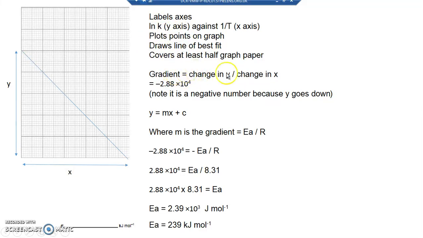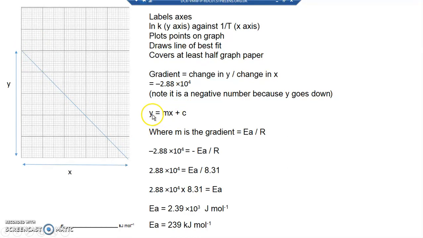Now the gradient is the change in y divided by change in x. So you measure the change in y and you divide by the change in x, and it will come out as a negative number, minus 2.88 times 10 to the minus 4, or close to that. Because the line is coming down in this way, it's a negative number.